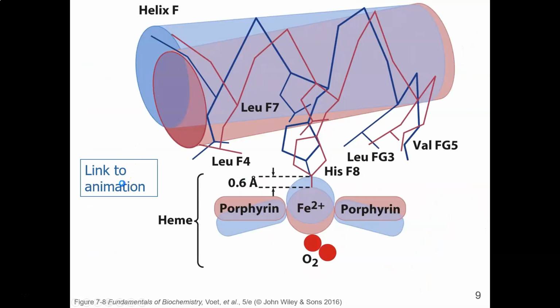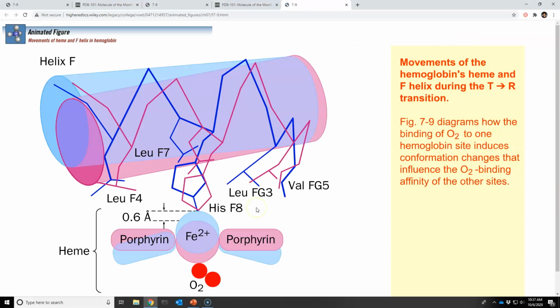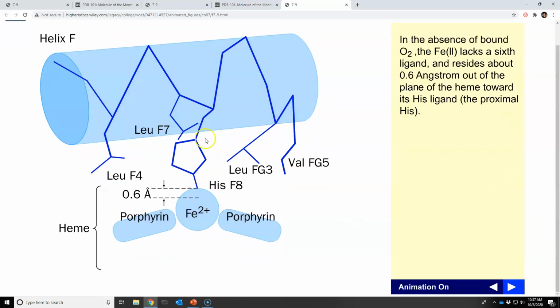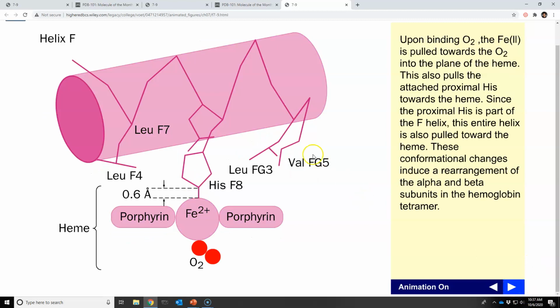So here's another animation that shows this. Here's the histidine F8, and this whole barrel right here is meant to represent the F helix. The porphyrin ring is shown kind of in this puckered conformation right here. And if we just show the conformation from T to R, like that, the histidine is much closer, the iron is in the plane, we're nice and flat, and the oxygen can bind.